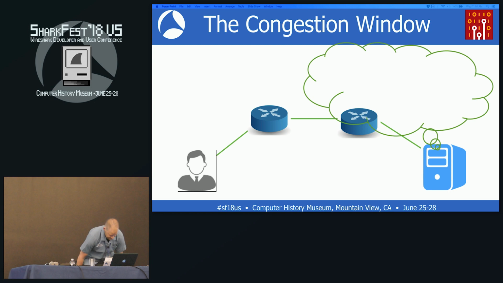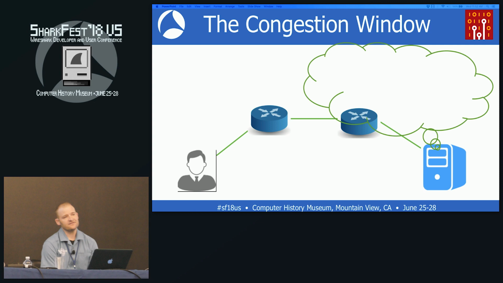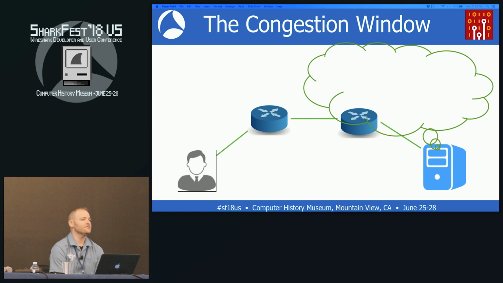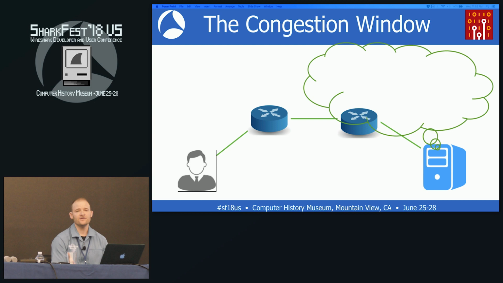Now, the thing about congestion window, unlike the receive window, the congestion window is not advertised. I can't look within the packets and look at the packet headers and go, oh, there's the congestion window. That's how much this guy can send. That's how much this guy can receive. The congestion window is not a number that is advertised by the server. He doesn't come out and say it. What does that mean? We got to figure it out.